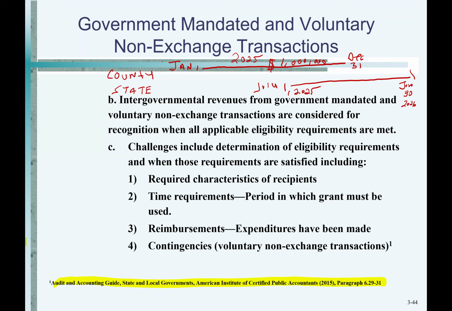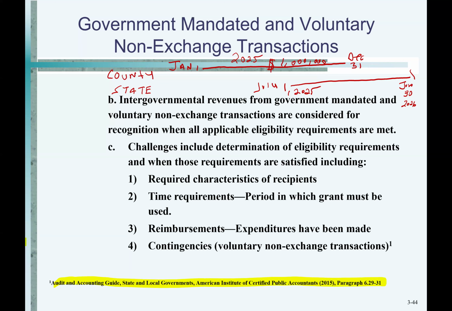Does that answer your question? So I'm asking how much of this $1 million would be revenue in 2025? And okay, then we'll answer it in terms of the portion of the money that the county spends. Well, I'm not telling you how much they spent in the question in 2025 or 2026. I'm simply saying they got the money in 2025.